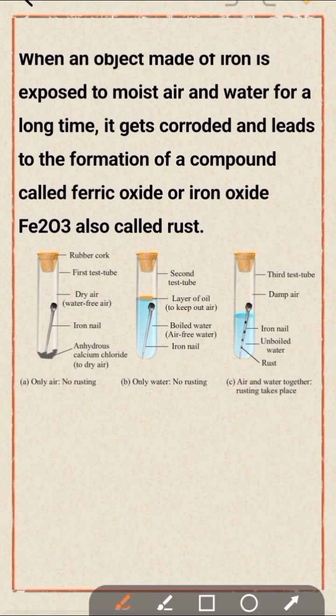The conditions are shown in the picture explained by this question. In the first test tube, only air is present, no rusting. In the second test tube, only water is present, no rusting. But in the third test tube, all conditions are present, so the iron is rusting. Look at the picture properly, please.